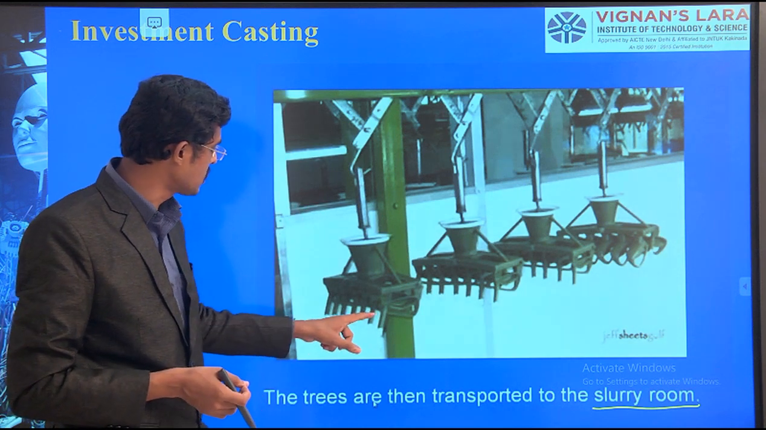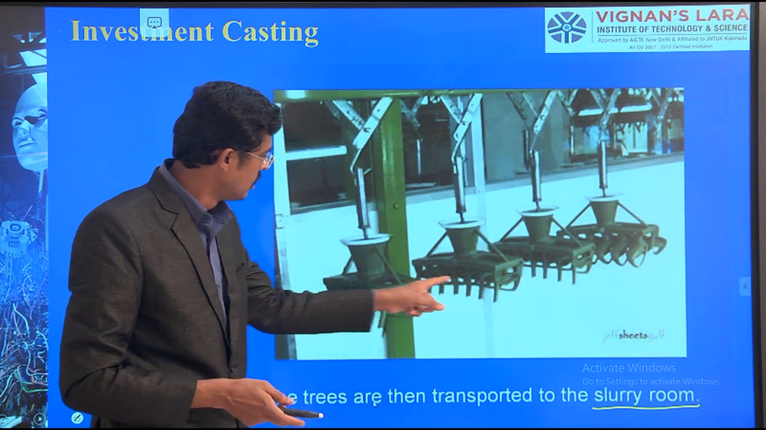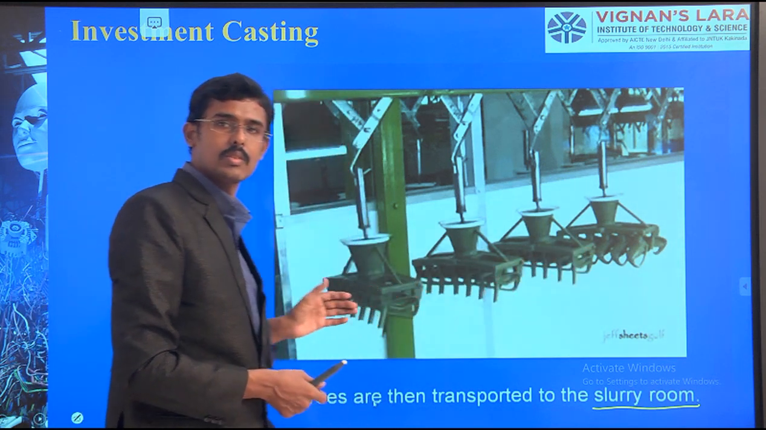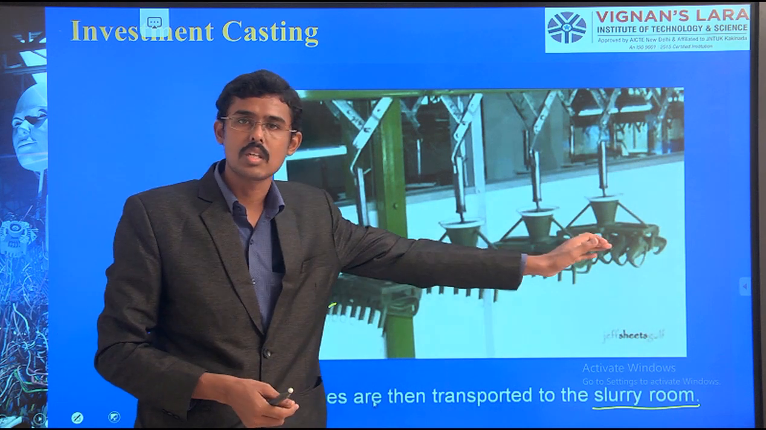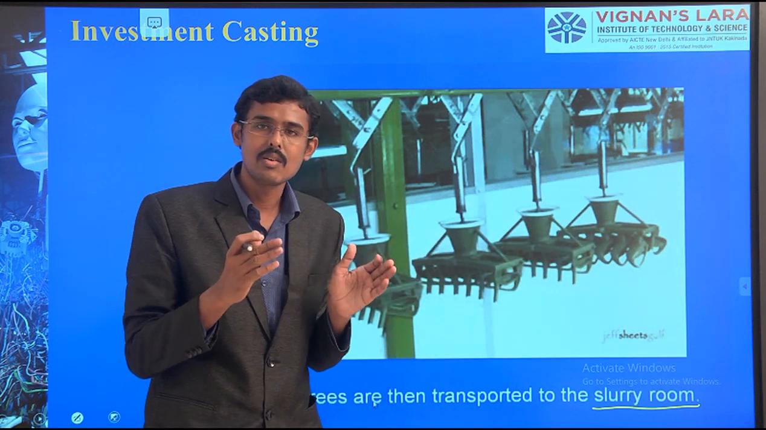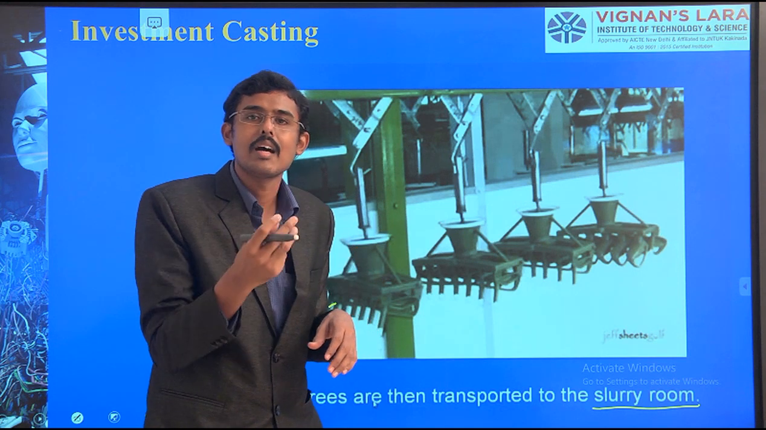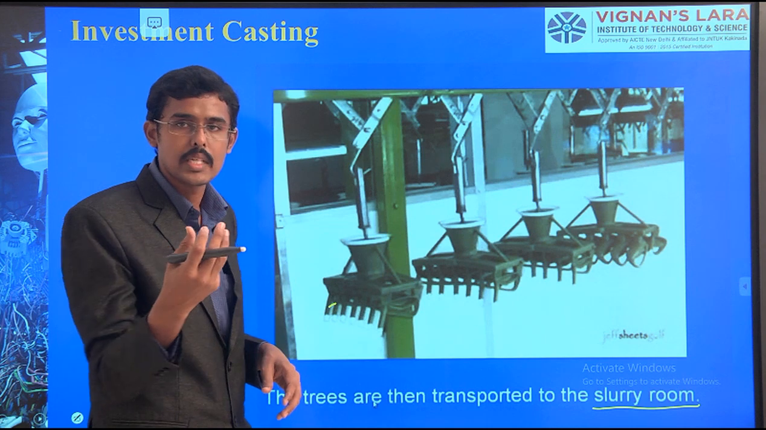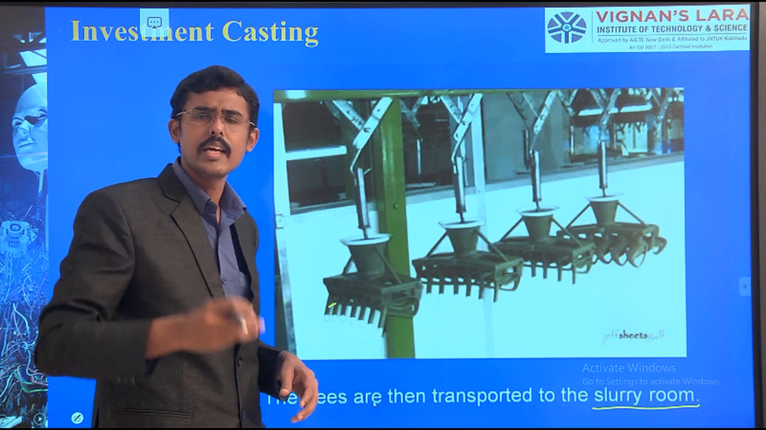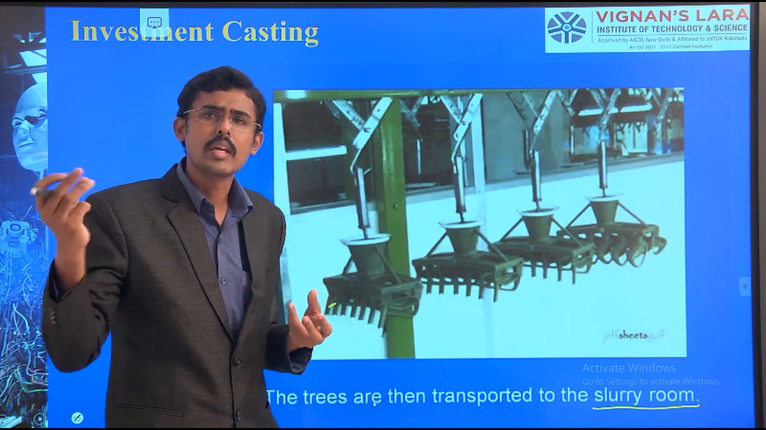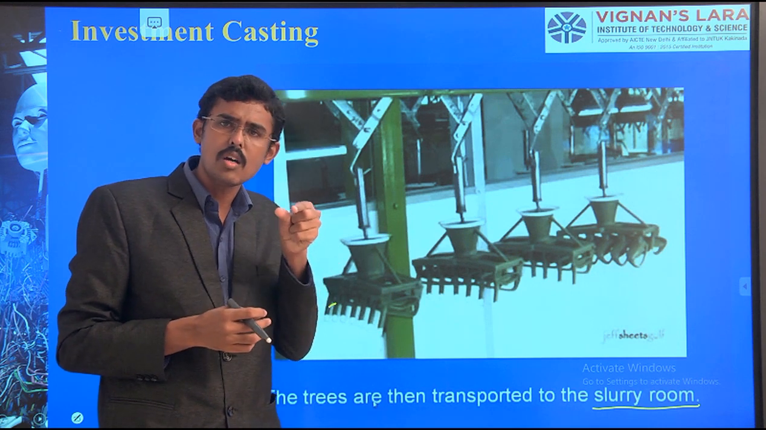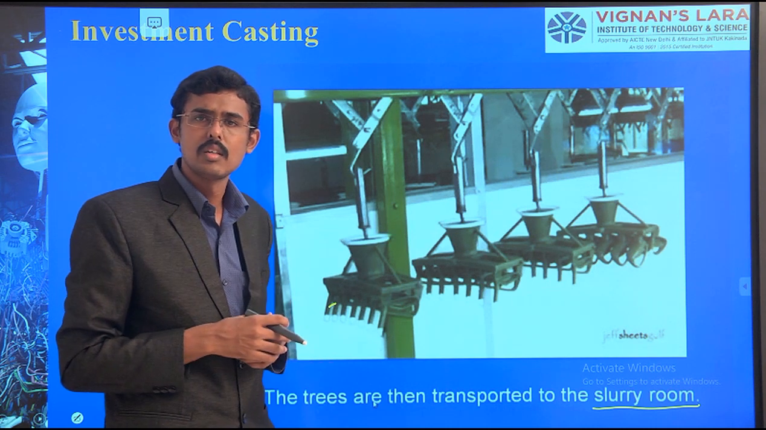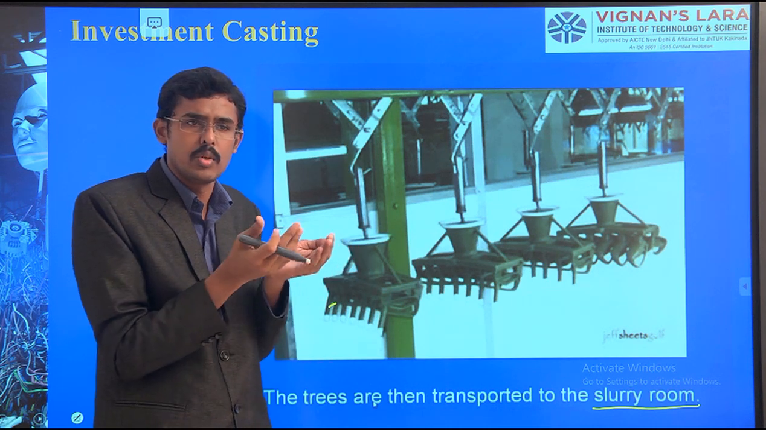These patterns are already prepared. See, here it is available. The wax patterns are already prepared, and we are sending them to the slurry room, where we are going to coat a ceramic slurry. Slurry is nothing but a paste. We have to apply multiple layers of paste, and each layer may add 2 to 3 mm. We need a strong ceramic shell thickness, so that it can withstand the pouring of hot molten metal.